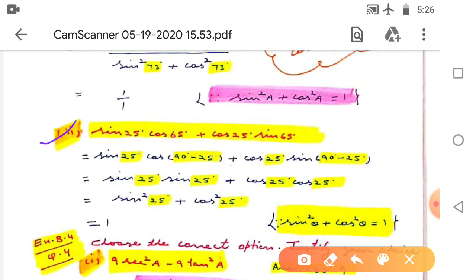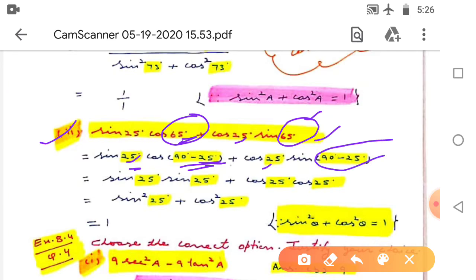Now look at the second part. Sin 25 cos 65 plus cos 25 sin 65. Very simple. Here sin 25. Now this is 65, in terms of 90. So this is cos 90 minus 25. Here we have 25. So look at here, again we are getting 25, because this 65 can be written as cos 90 minus 25. Now come to the next, cos 25 as it is, no issue. Sin 65, instead of writing this 65, we write 90 minus 25. 90 minus 25 is 65.